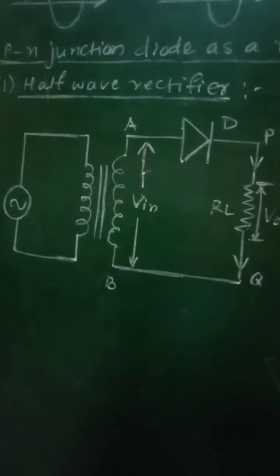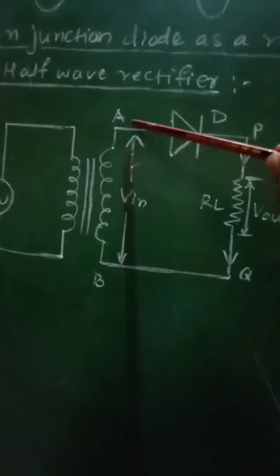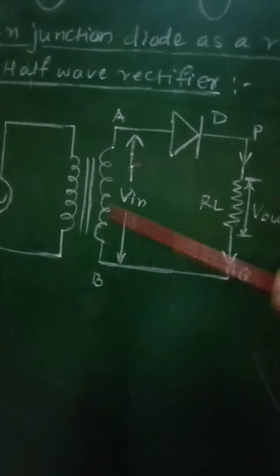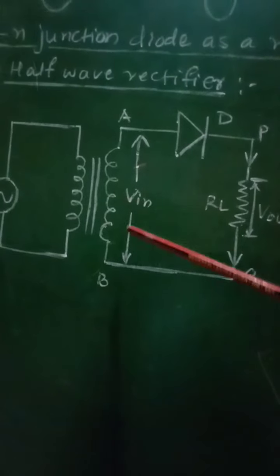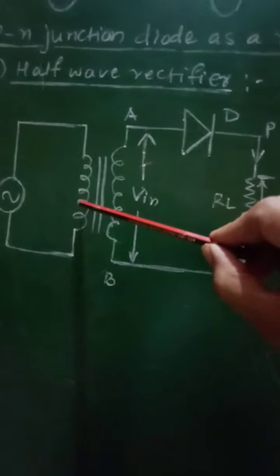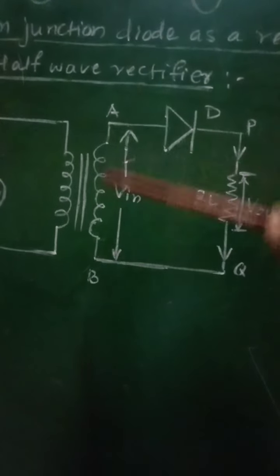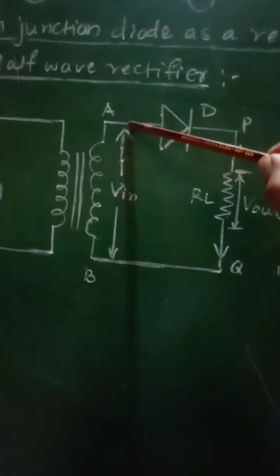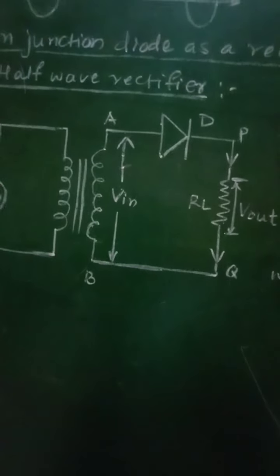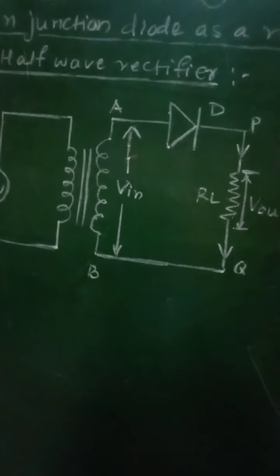So alternately, the positive half cycle and negative half cycle will be applied between the two terminals of the secondary, that is A and B. Now during the positive half cycle, A will become positive, B will become negative. That is, A is at higher potential, B is at lower potential. On the other hand, when the negative half cycle goes on, A will become negative, B will become positive. That is, A will be at lower potential and B will be at higher potential.